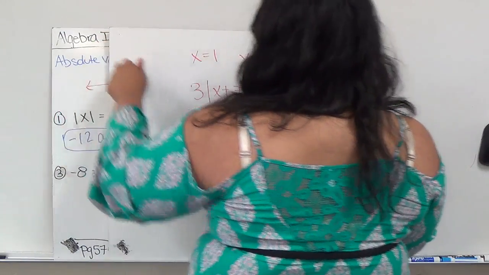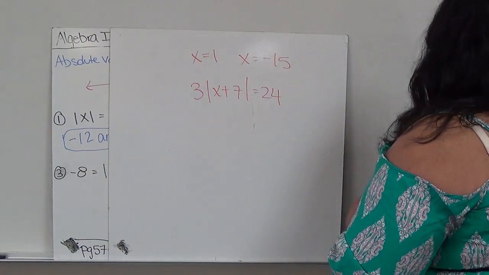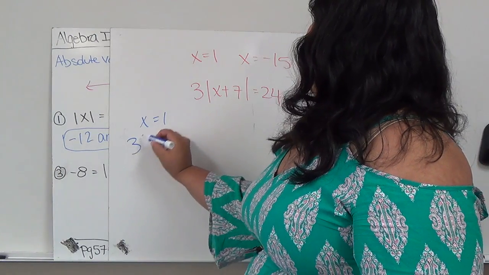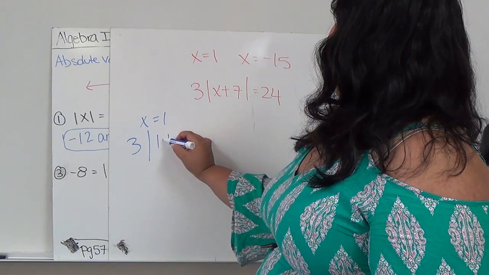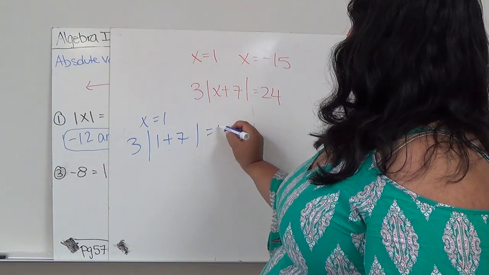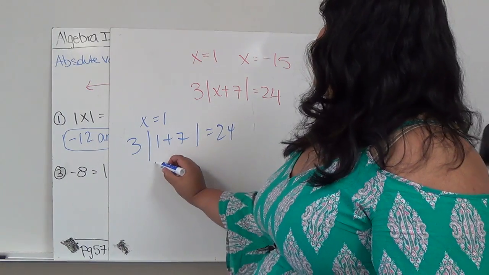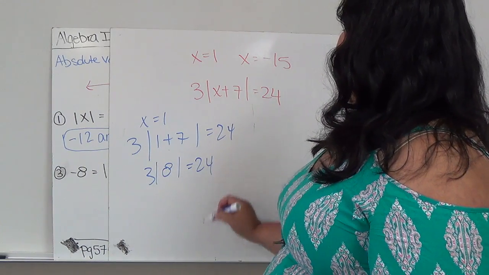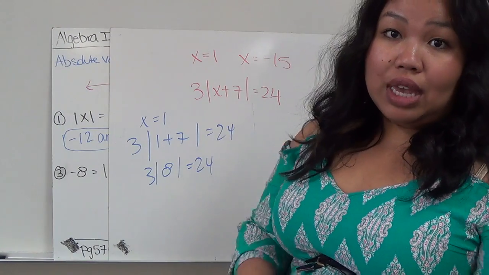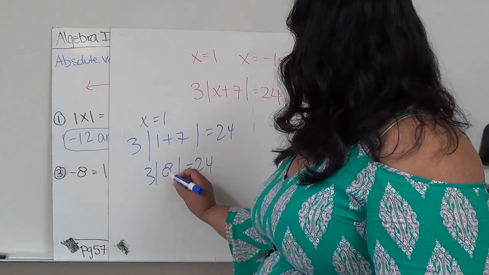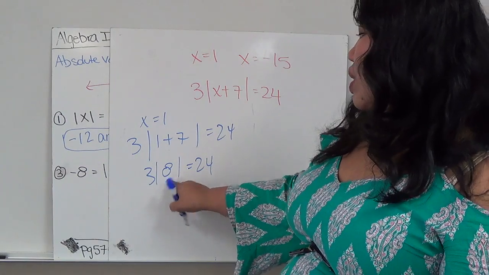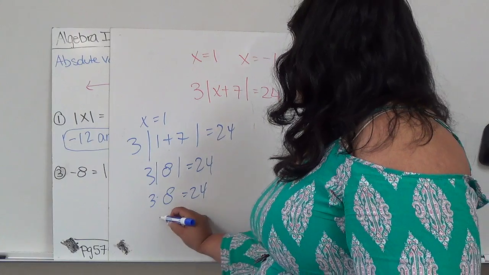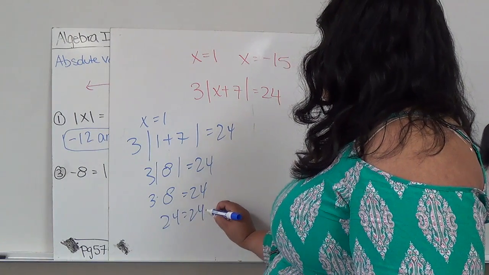So what this means is, if I actually put in these numbers, let's do x equals 1. I do 3 times the absolute value of 1 plus 7 equals 24. Well, 1 plus 7, the absolute value is 8. The distance that 8 is from 0 is still 8. So 3 times 8 equals 24. I end up with 24 equals 24. Check.